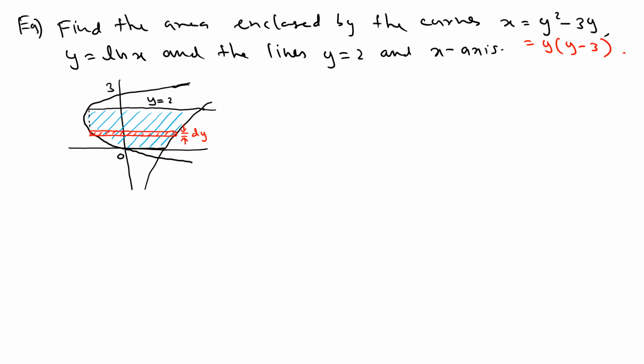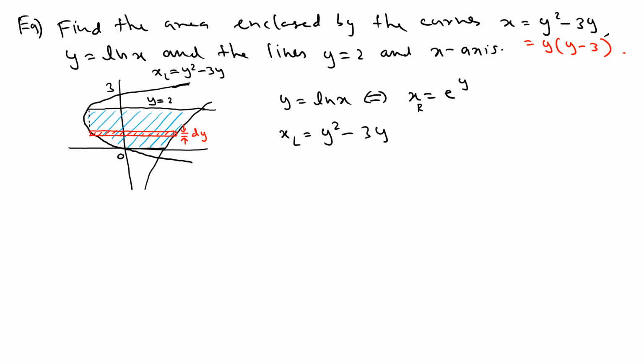Okay, so what are the other curves? One curve we already know, the left curve. I'm going to write this as x_L, which is y squared minus 3y. The other curve we need to find. We know that y equals ln x. So by the definition of natural log, x equals e to the y. So this is not just x, this is the right curve, so we write x_R. And we already know x_L, which is y squared minus 3y. Now we have everything we need.